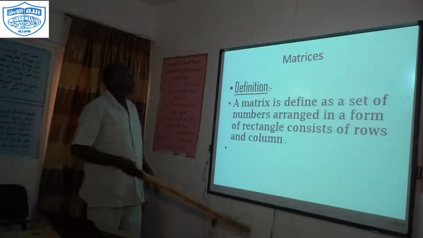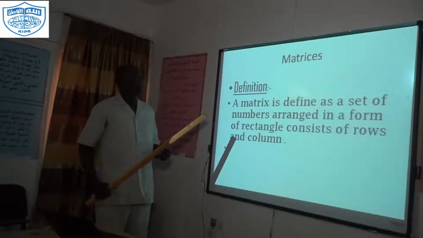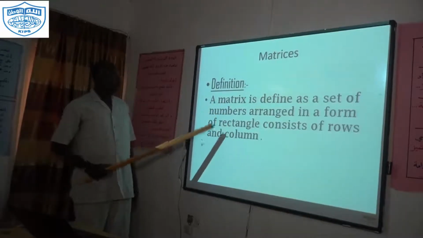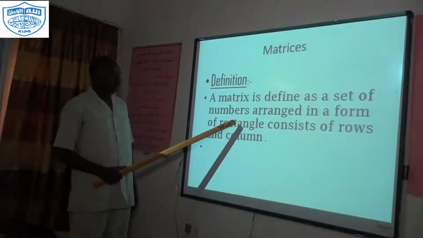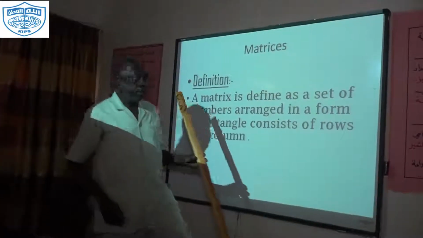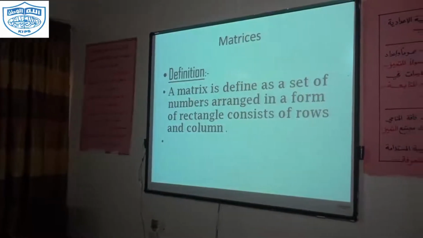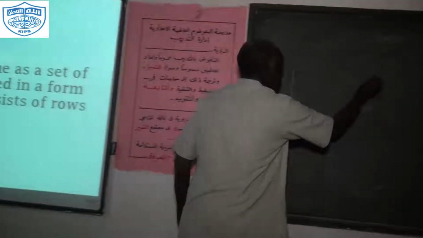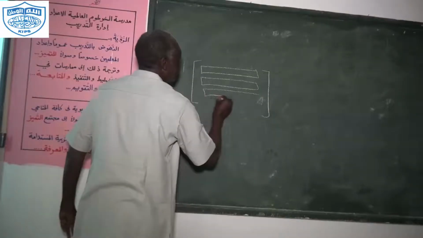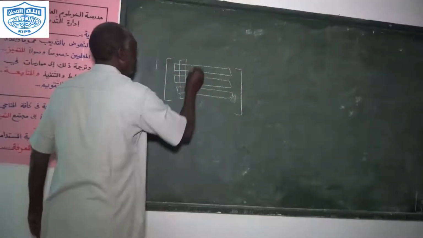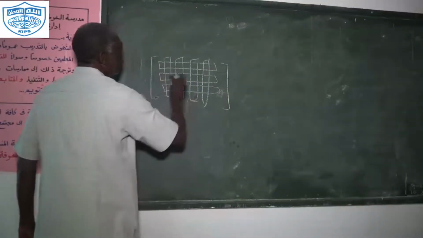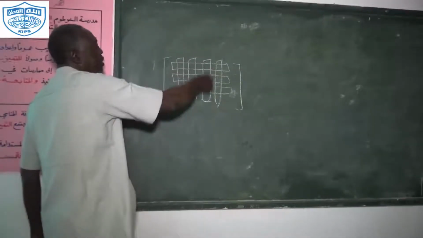Today we want to have our period about matrices. By definition, a matrix is a set of numbers arranged in the form of a rectangle consisting of rows and columns. It means that we form it like this. This is the rows here, this is the rows, and this is the columns. These we call rows, and these are formed as columns.